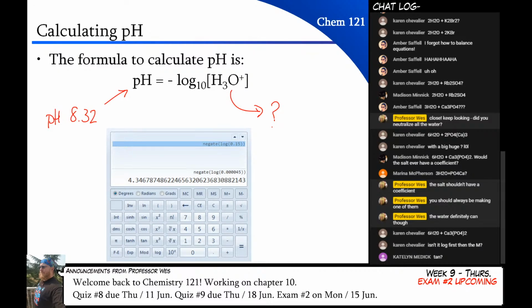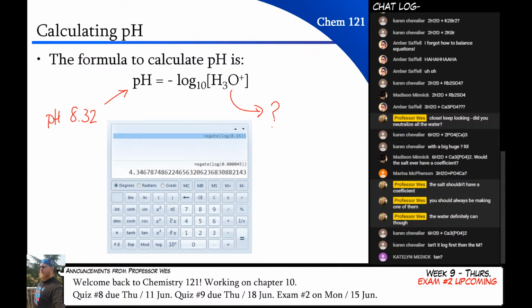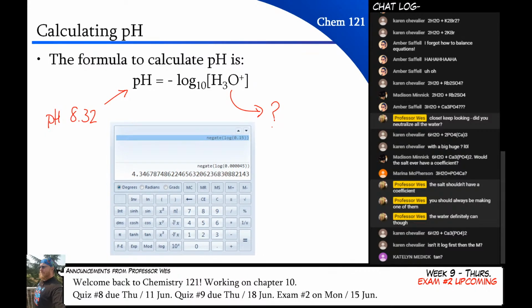Log first, then the M. Now, that depends on your calculator. On my calculator, I type in the number, and then I push the button that says log, because it's going to log what's on the screen. Now, if you're using a handheld calculator, and the calculator makes you type in a command and then hit enter and process it, then you're going to type the log button first and then the number, and you might need to put parentheses.